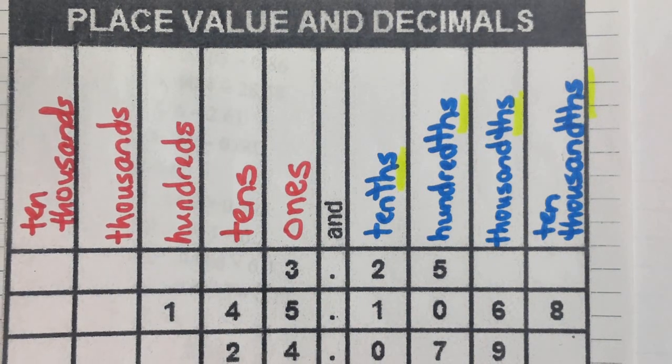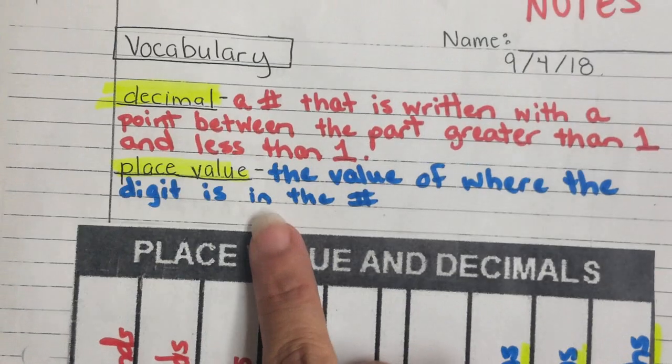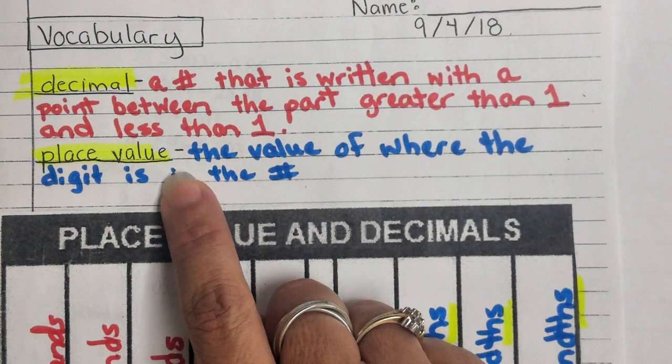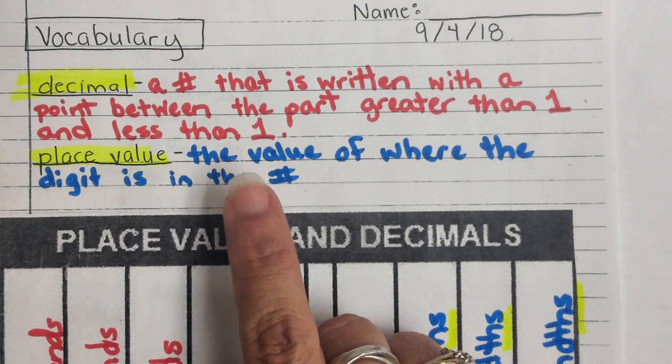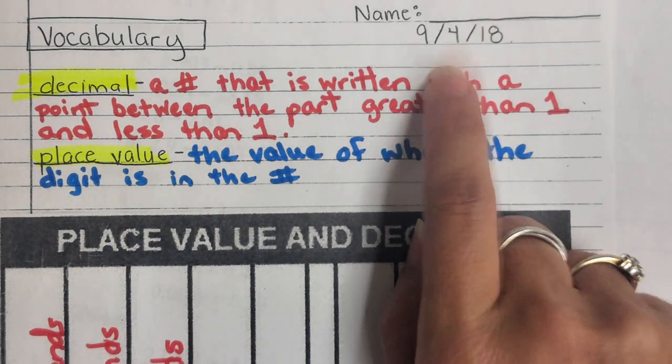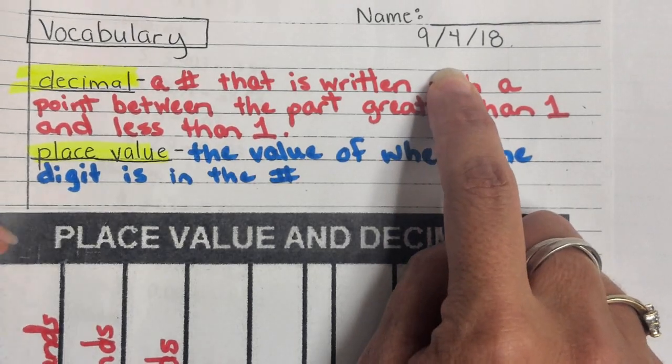Okay, the next thing is, please make sure you're studying vocab. Here is the word decimal and the word place value. That should be in your notes back from 9-4. And then, just this week, we added the words terminating and repeating decimal and algorithm.